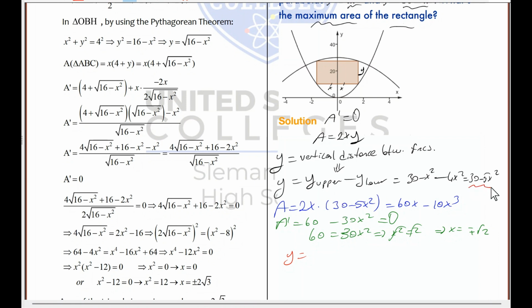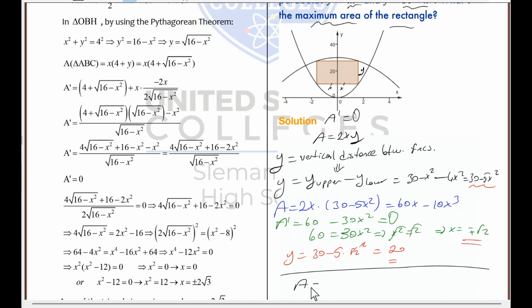Y was here. 30 minus 5x squared, which is square root of 2 squared. That will give me 5 times 2, 10. 30 minus 10, 20. So I know x, I know y, and I can find the area.